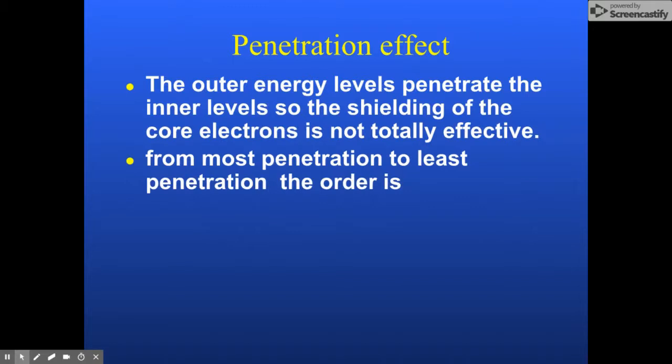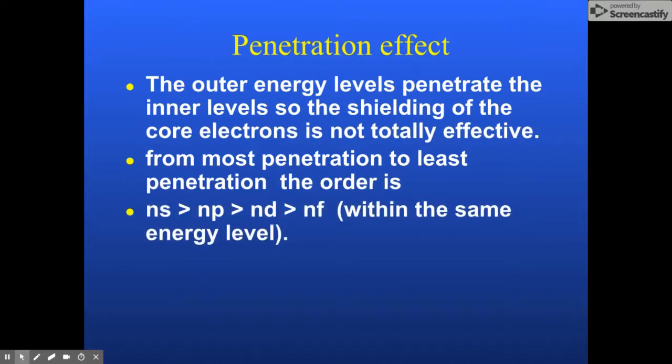From most penetration to least penetration, the order is the S sublevel. The electrons in that S orbital can penetrate through the shielding more than the P sublevel, which can penetrate more than a D sublevel, which can penetrate more than an F sublevel. So those that can penetrate through the shielding more are more attracted to the nucleus.